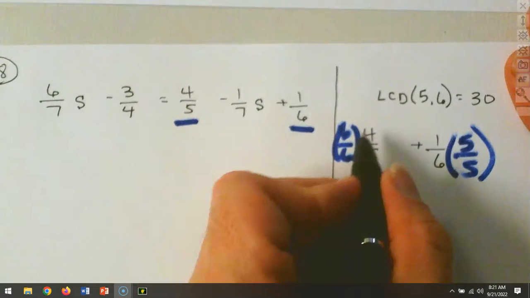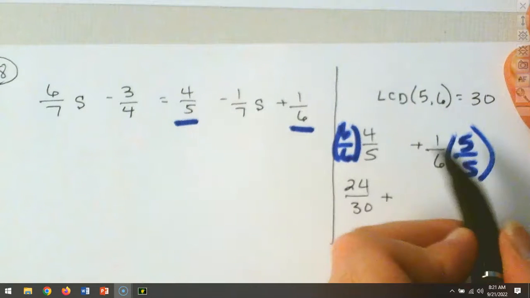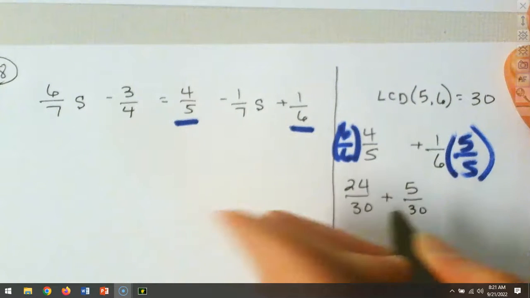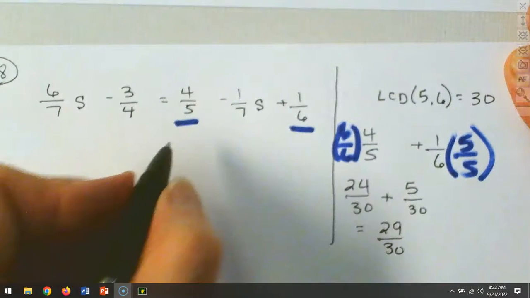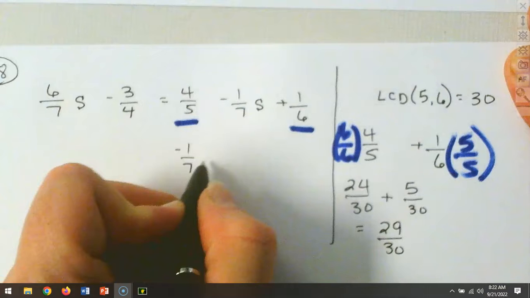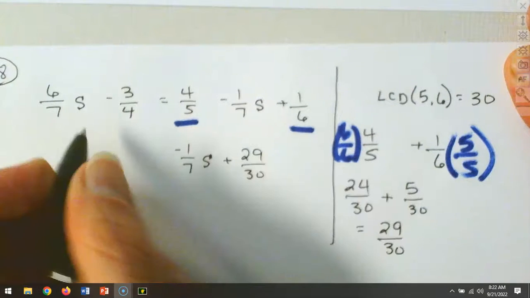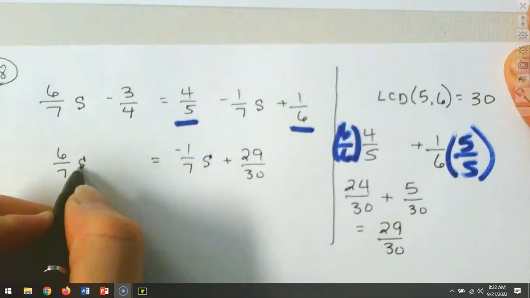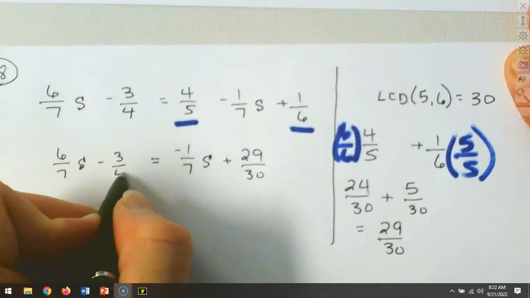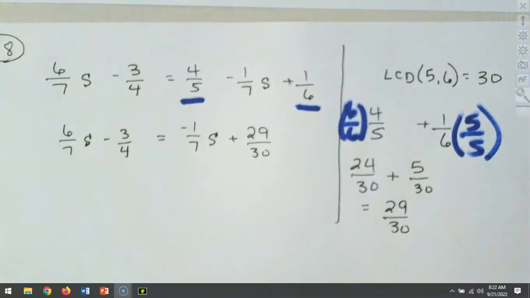We'll distribute through and finish this one out. So 6 times 4, that makes it a 24/30. 5 times 1 is a 5/30. Add those together and we get a 29/30. And that's 6/7 s here, minus 3/4. Okay, so what we did was we worked on the right-hand side and we combined those fractions together.